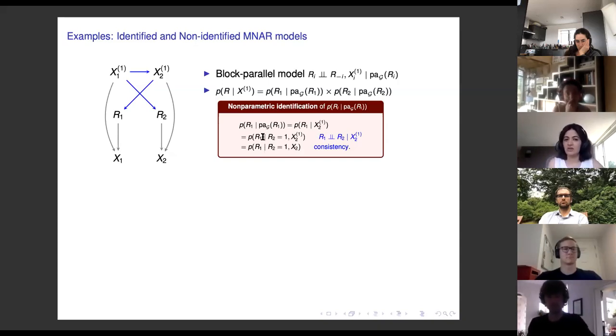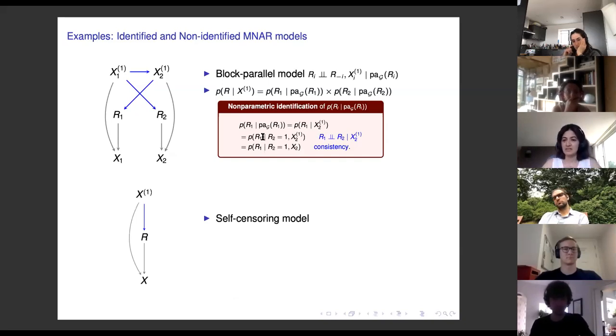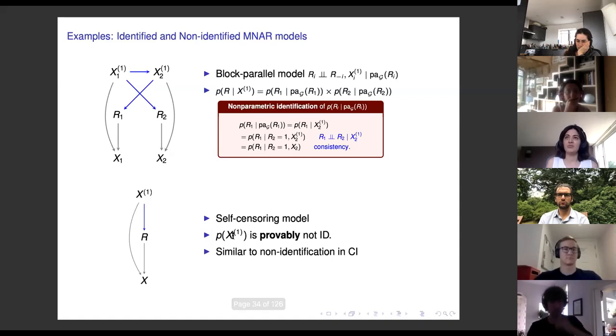Therefore, the missingness mechanism is identified, and this is an example of an MNAR model where the full law is identified. What's an example where the full law is not identified? The simple one is called the self-censoring model, where the counterfactual is actually pointing to its own missingness indicator. This means that the full law, which is simply P of x1 here, is provably not identified. What I mean by that is that I can come up with two full law distributions that agree on the observed law, but they are two different distributions really. So they disagree on the full law but agree on the observed law. It's similar to how we prove non-identification in causal inference in the presence of an unmeasured confounder.